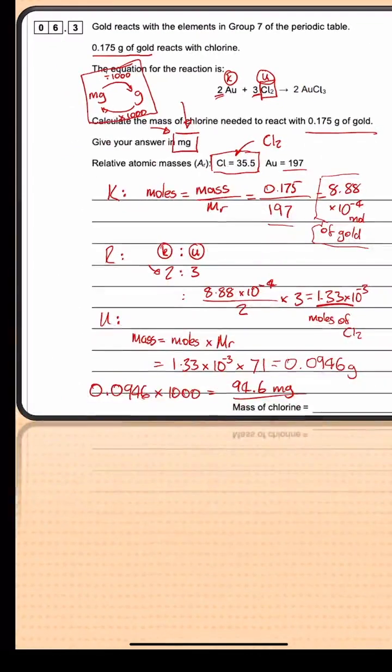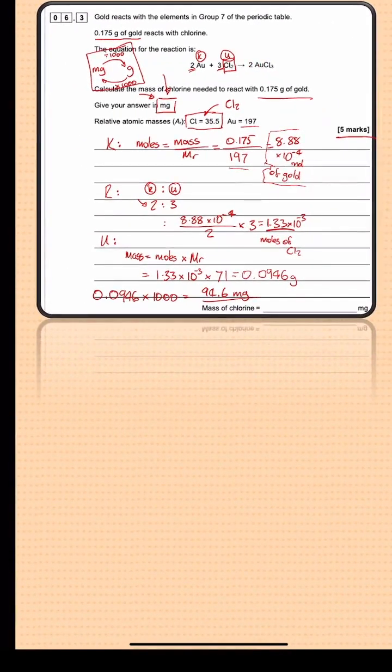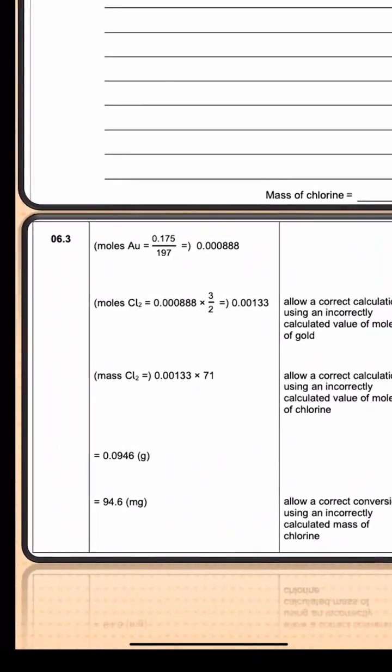Okay, so let's quickly look at what the mark scheme says, how to get 5 marks. Just like we did, we have our first step here. So this was our moles. Then we did a ratio. They've just written it differently. They divided by 2 times by 3, still the same thing. So first we got 8.88 times 10 to the minus 4. Then we got this, yes, that was fine. Final step was to times it by 71, not 35.5, because it's Cl2. That gives us 0.0946. And then you times it by 1,000 to change it into milligrams, which gives you a final answer of 94.6. Well done, guys.